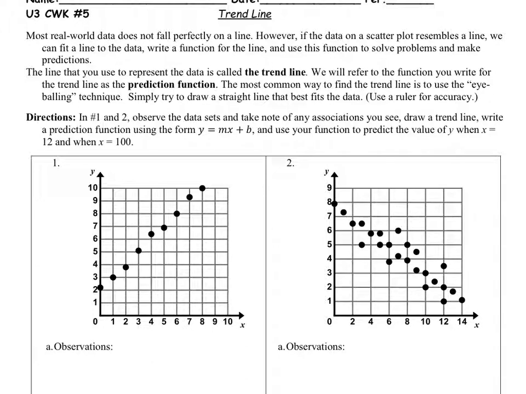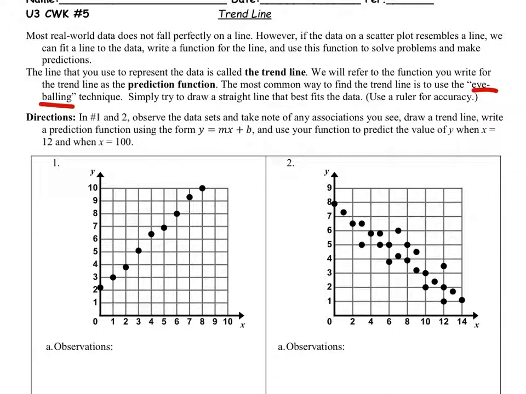The most common way to find the trend line is to use the eyeballing technique, which is really quite horrible because there's no formal way to say, well, this is the actual line that best fits this trend. So as it turns out, some of your answers will not be exactly the same ones that I get. It will also not be the same ones that your neighbor gets, and you shouldn't cheat anyways. So that makes it kind of hard to grade. But in any case, we are just estimating some values. Simply try to draw a straight line that best fits the data.